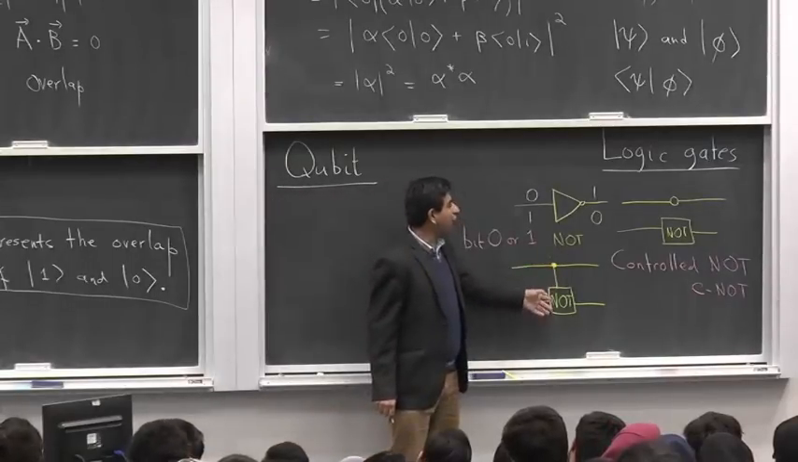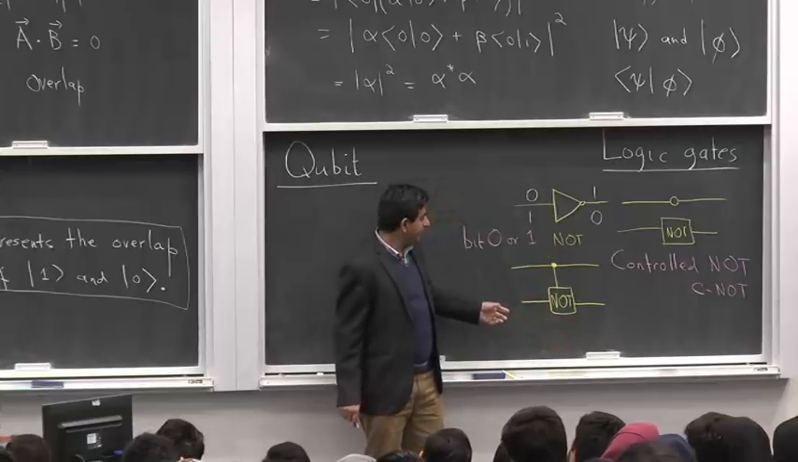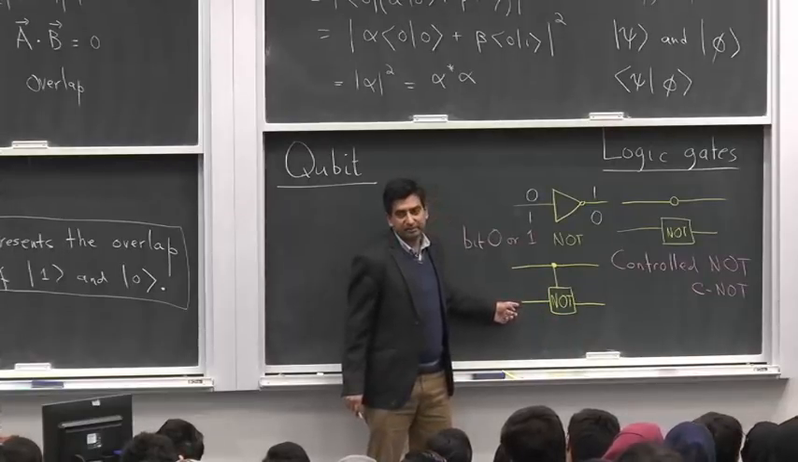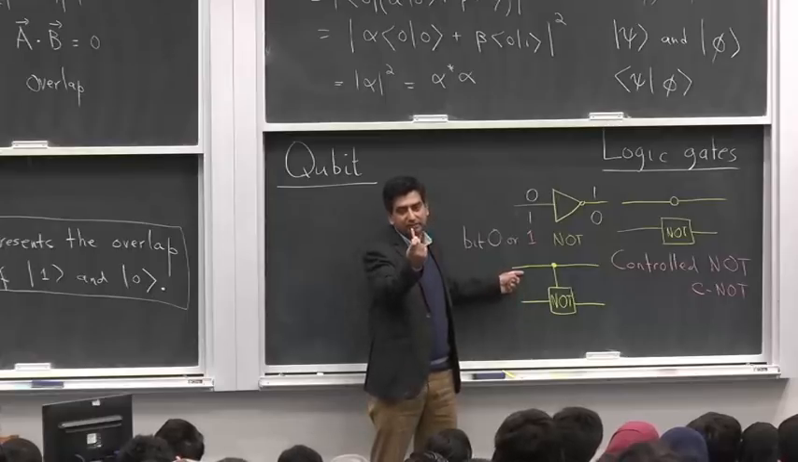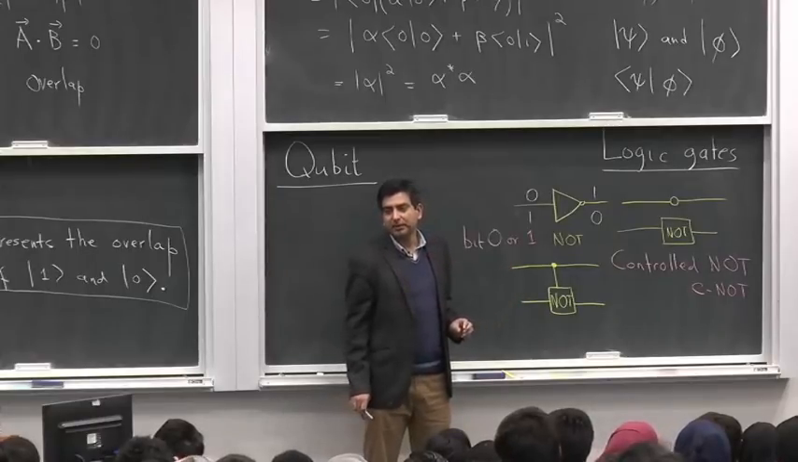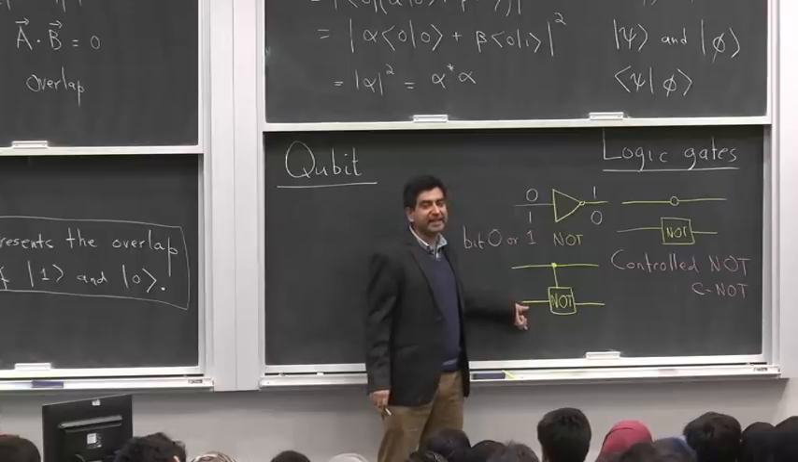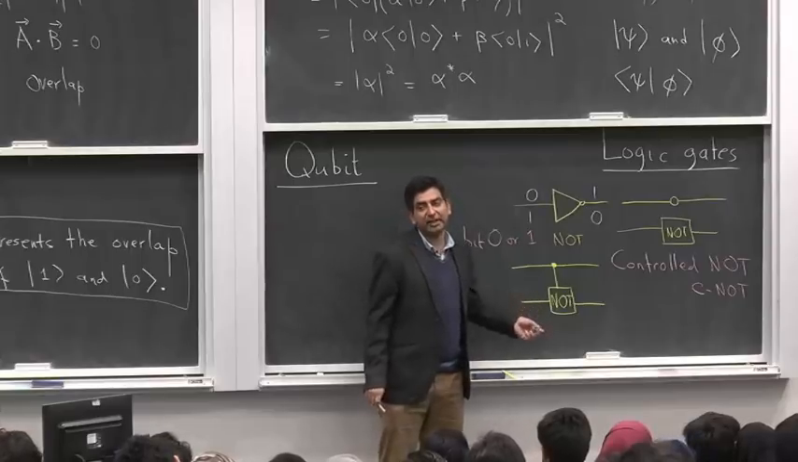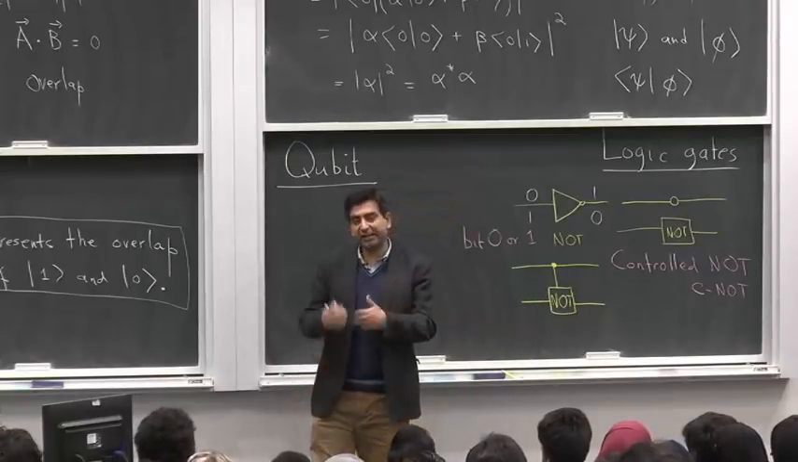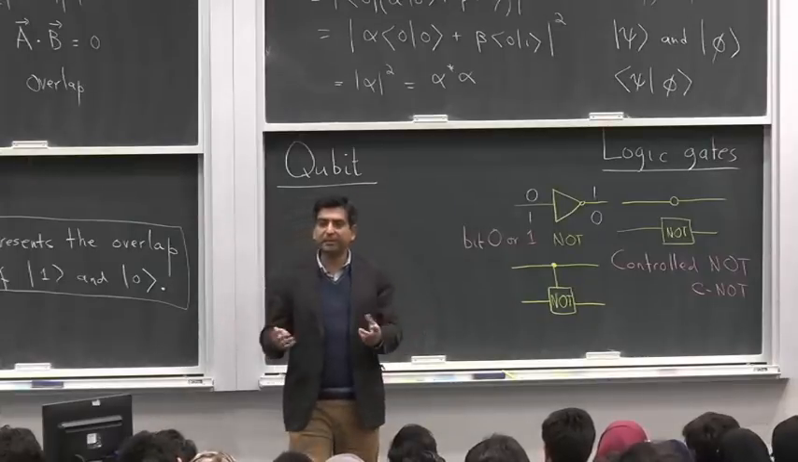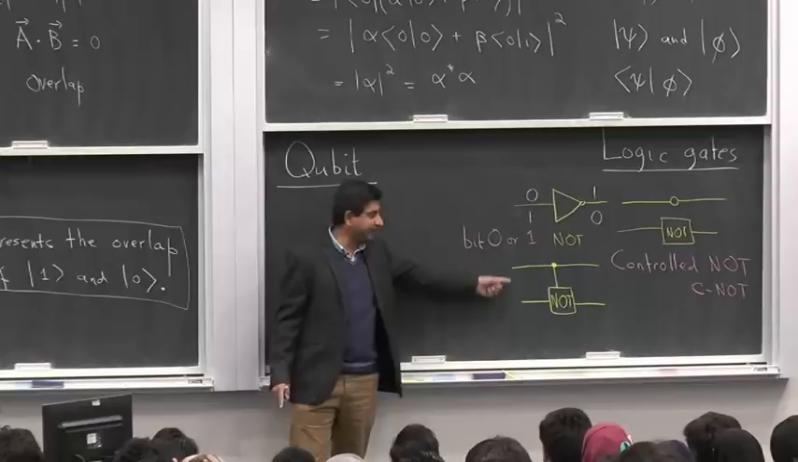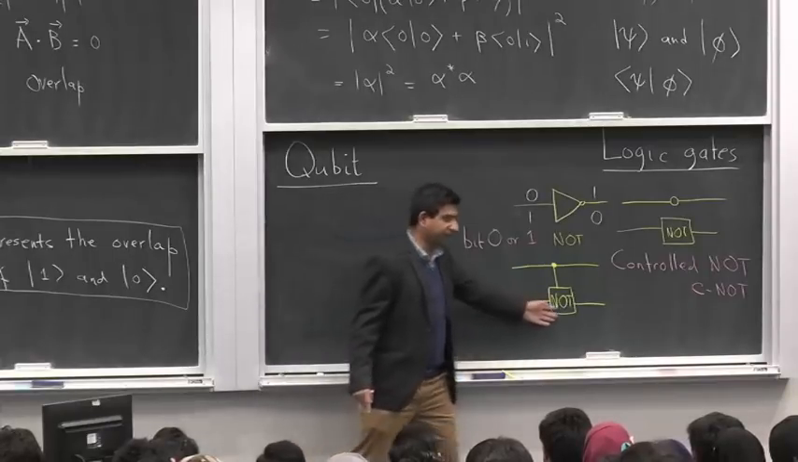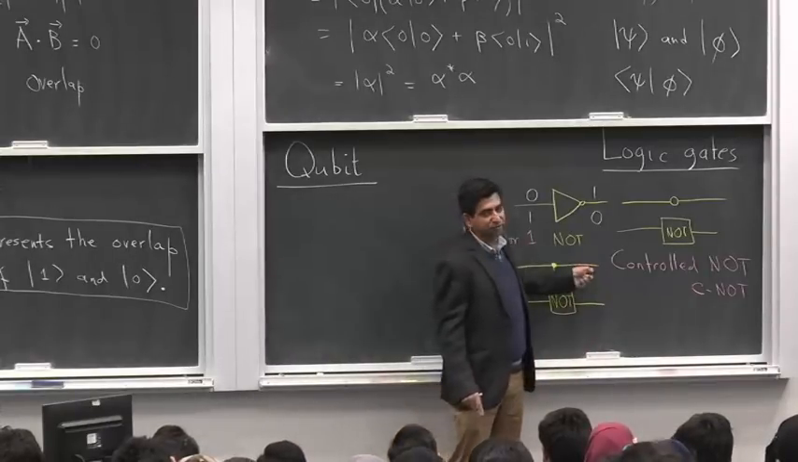Now, the controlled NOT gate is defined in such a way that the second bit is inverted if the first bit is 1. So the action on the second bit, which is a NOT gate, is determined by the state of the first bit. If the first bit is in a state 1, this bit is inverted. If it's 0, the bit just passes straight through. And nothing happens to the first bit.